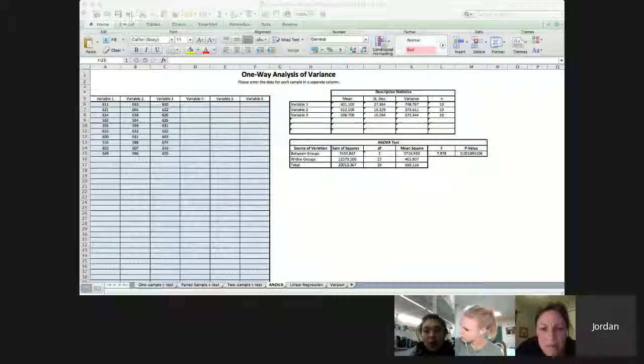Where's your T-score? It says F. It's an F score now. Oh, it's an F. So an ANOVA is an F statistic. Oh, that's right. That's the F distribution. So let me see here. So it's C, and then give the p-value.